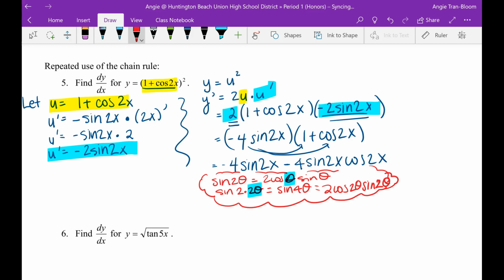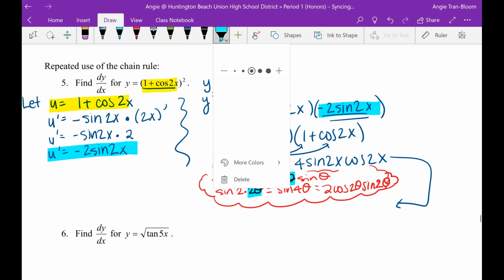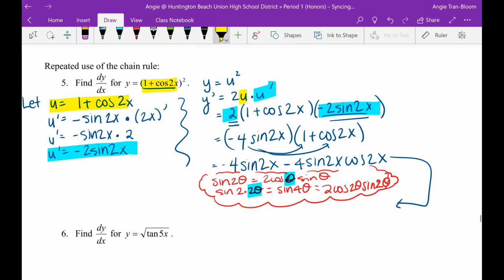Now, why do I need to know this? Well, I kind of see a couple of things in my answer here. You see this guy right here? I can rewrite that as, I'm going to copy this down, negative 4 sine of 2x, leave that as is.